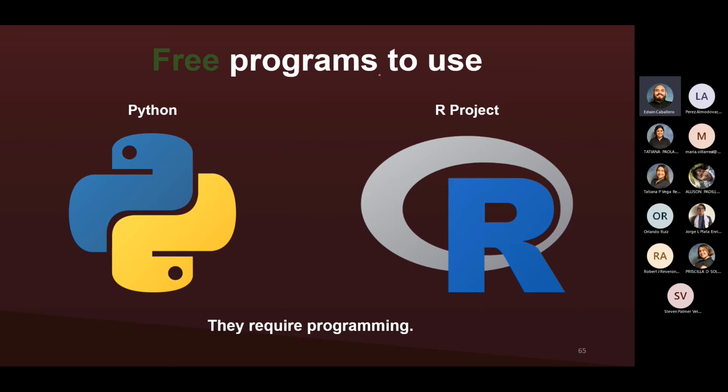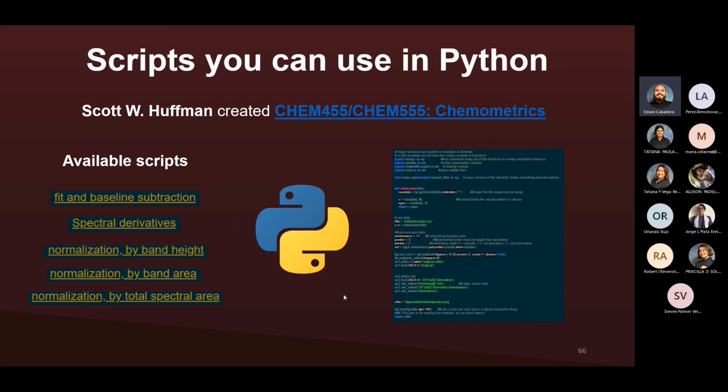Now, what are the programs that you can use to, in essence, apply data pre-processing methods? Well, you can use Python and R. These are 2 programming languages, which means that you need to learn how to program. That's the good part and the bad part. It's free, but you have to learn how to program. However, there are a couple of scripts available online so that you don't have to start literally from scratch.